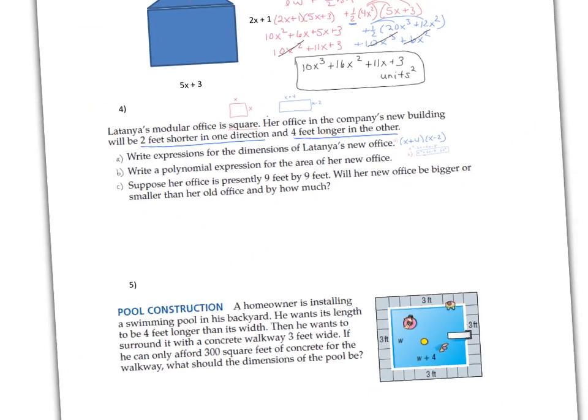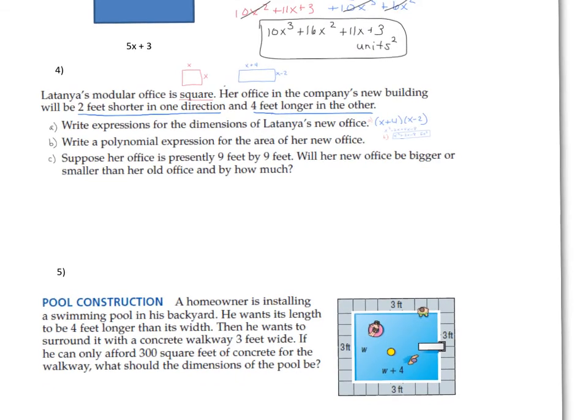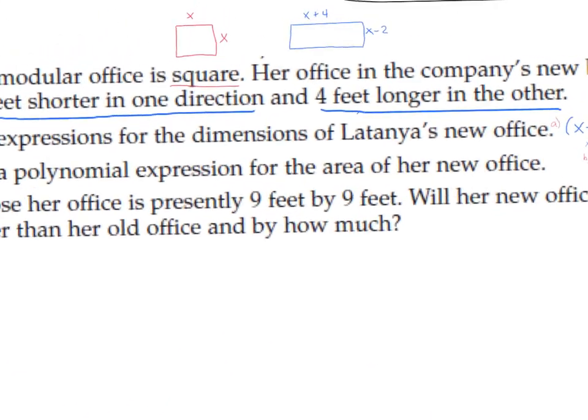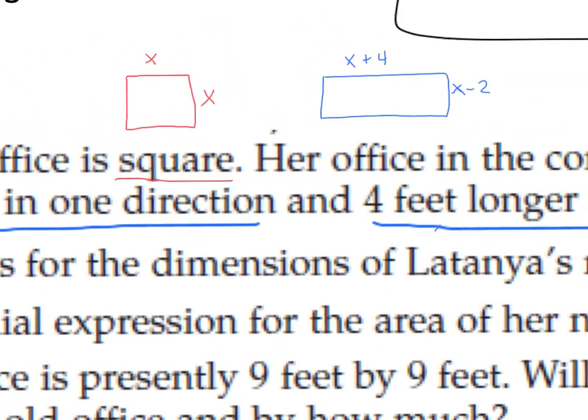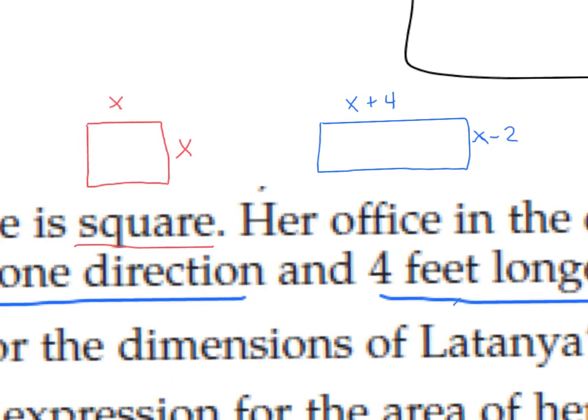All right, and the last part. Suppose her office is presently a 9 by 9. Will her new office be bigger or smaller? Okay. If I'm thinking about a 9 by 9, I'm going to look at these pictures up here. If I have a 9 by 9 here, 9 times 9 is 81.